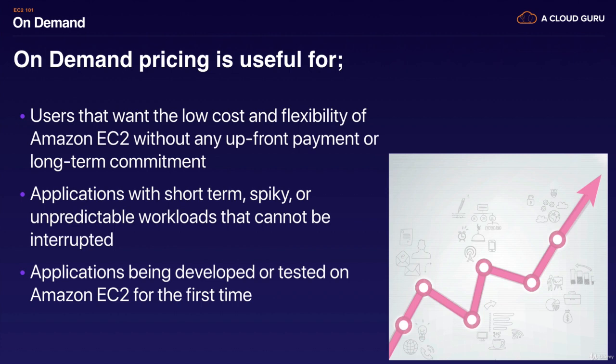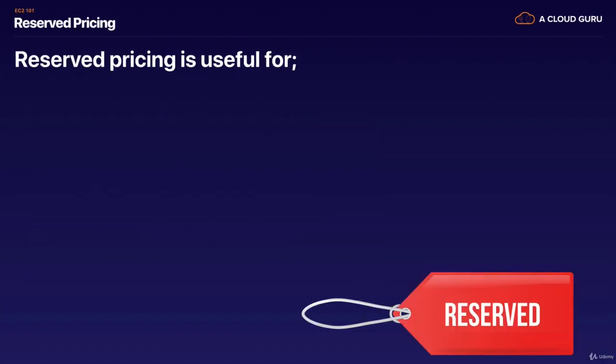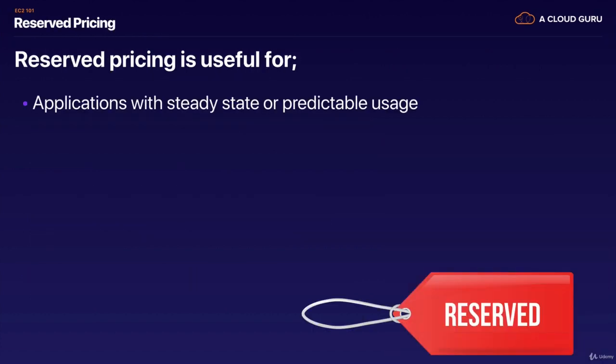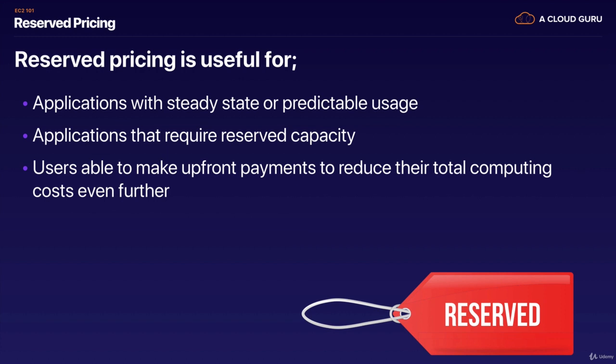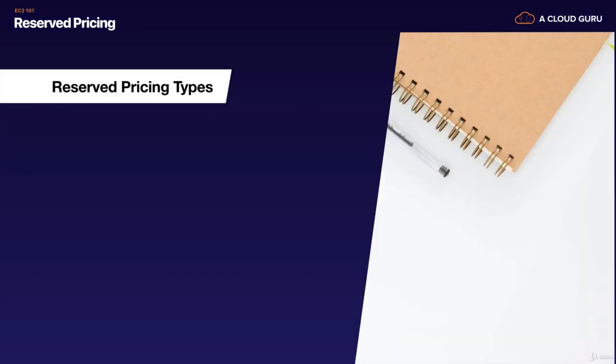course. So we're going to provision our EC2 instances, and then when we're finished, we're going to go in and terminate them. Moving on to reserved pricing. This is useful for applications with steady state or predictable usage, applications that require a reserved capacity, and users are able to make upfront payments to reduce their total computing costs even further.